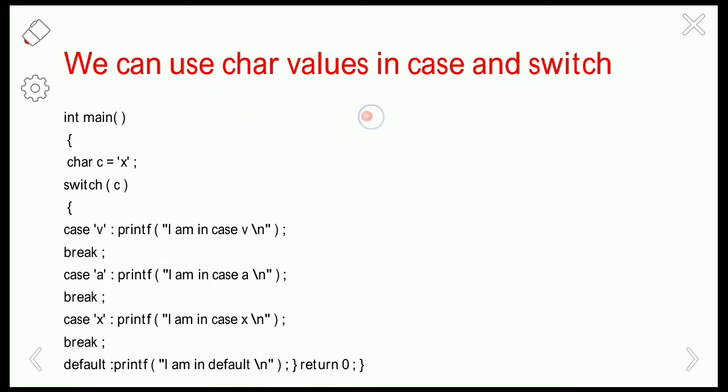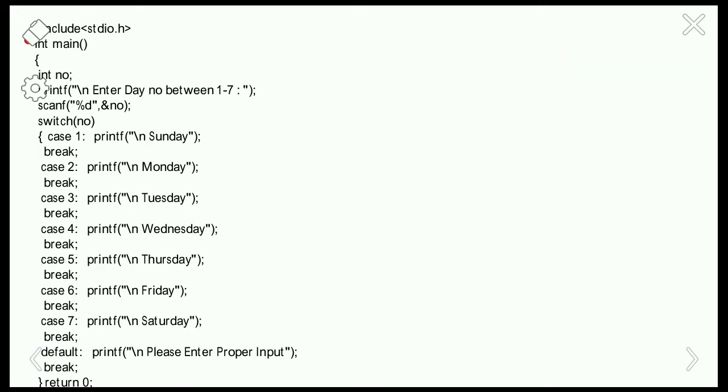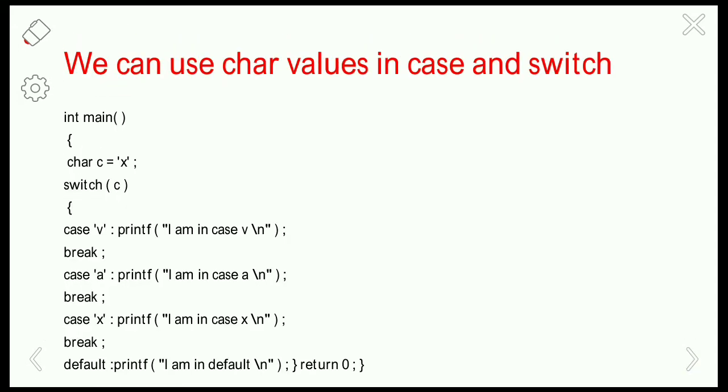We can use character values in case and switch. Here in the switch case we can use both integer and character values. In the earlier example we have taken an integer value, the switch number is an integer value. Similarly we can represent it with a character value also. So char c equals x, and here switch of c, that is switch of x. Since the expression is x, the control will pass to case x and it will print I am in case x. And it will break the statement.